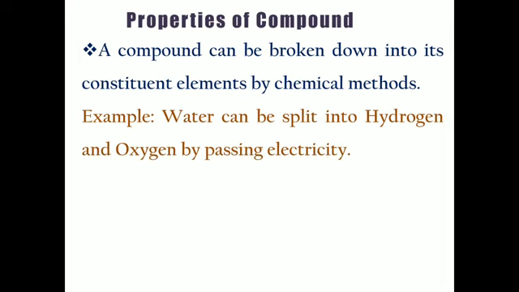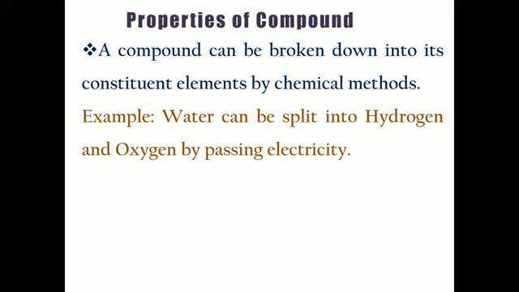So remember, this is the first property, let us discuss. A compound can be broken down into constituent elements by chemical method. So remember, if we have some kind of compound like water, water will be split into molecules. So ultimately, we will get a single molecule of water, that is H2O. Now, H2O can be split into hydrogen and oxygen by passing electricity. So what is the first property of compound? That a compound can be broken down into its constituent elements.